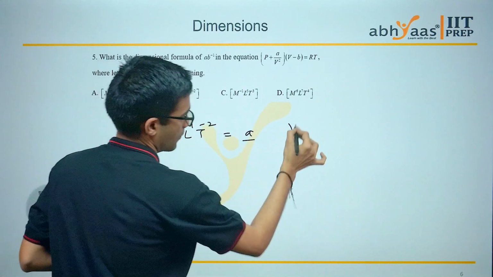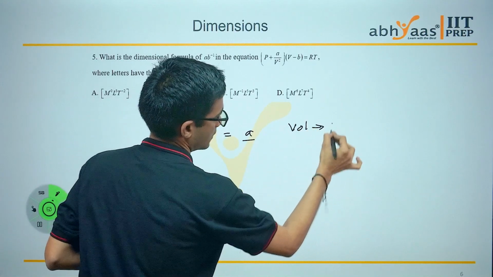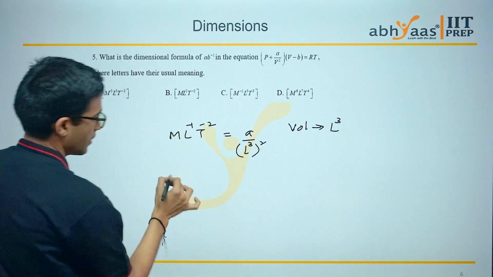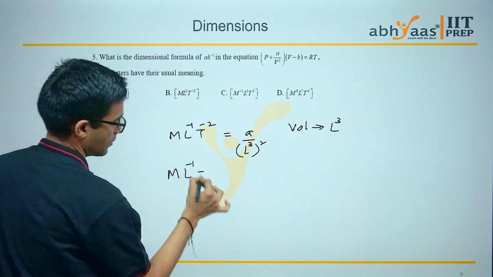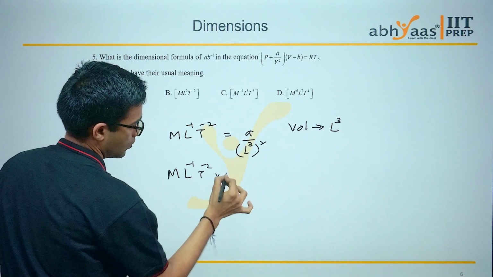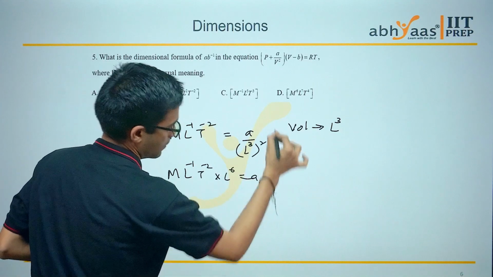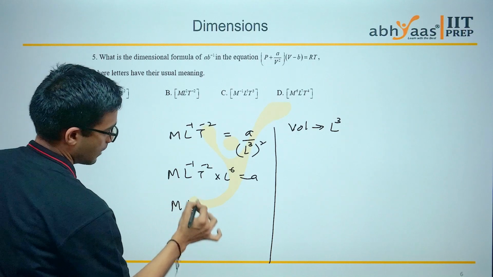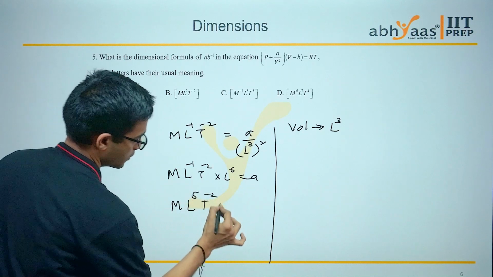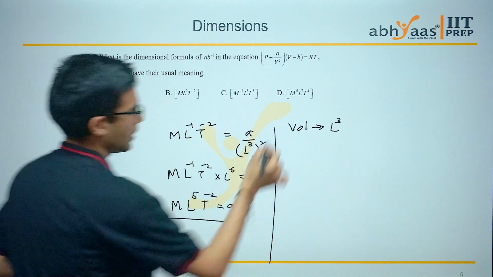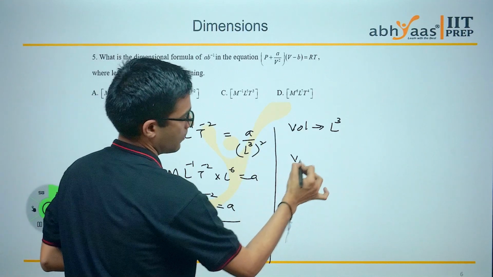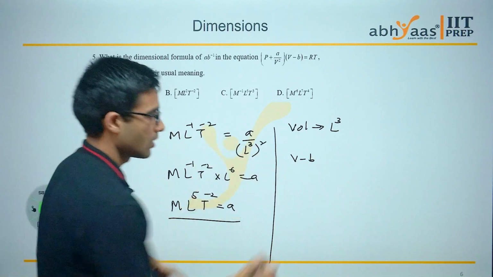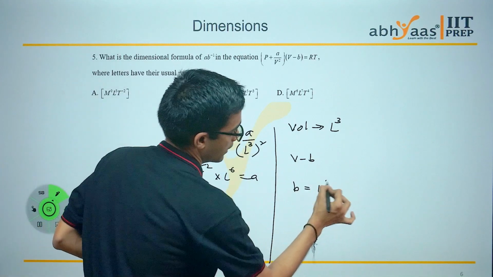V square is volume. Volume how can you write? That is L cube, and the square is there. Okay. M L power minus 1 T power minus 2 into L power 6 is A. That means M L power 5 T power minus 2 is A. Okay. Similarly, B. B is simple. V minus B. B means volume can be subtracted from volume only. That means B is L cube.